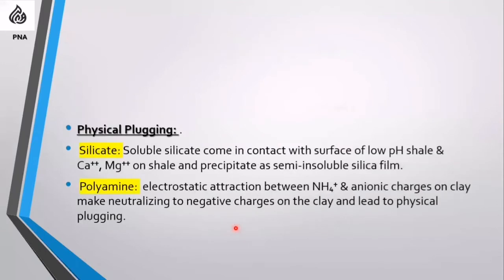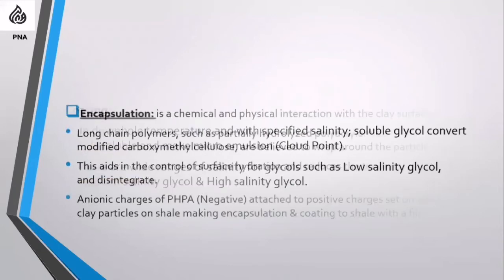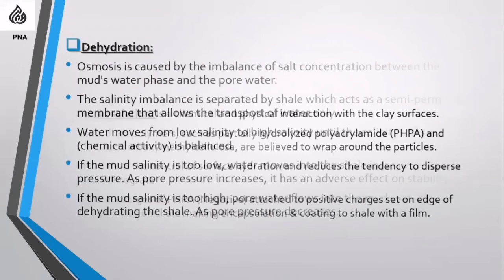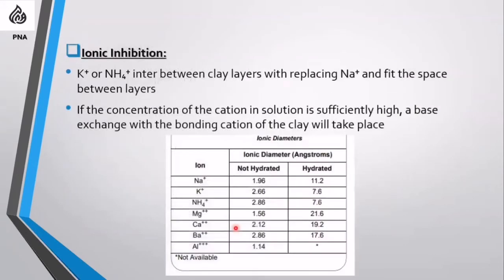So here we have the inhibition mechanisms. It's physical plugging for silicate and polyamine, and coating for glycol. It's encapsulation for BHBA, and dehydration is with salt, normal salt and CaCl. Ionic inhibition is with KCl or ammonium chloride.